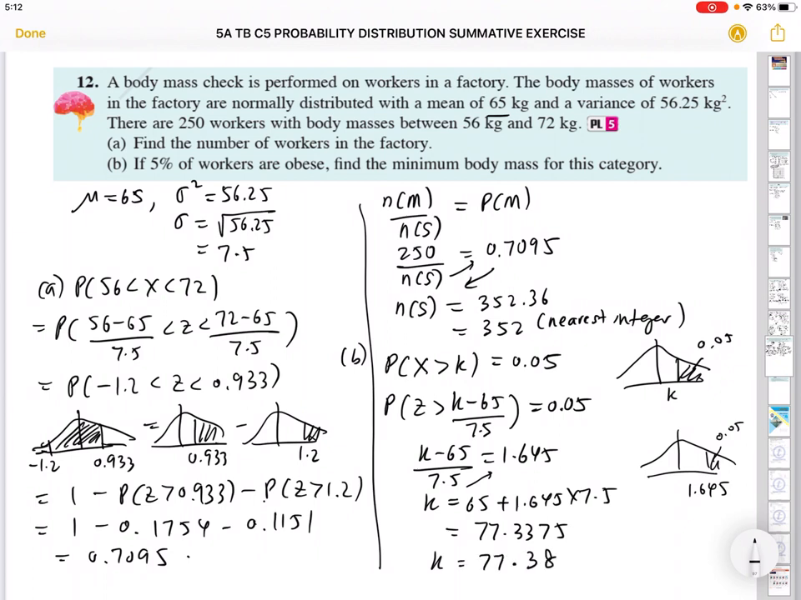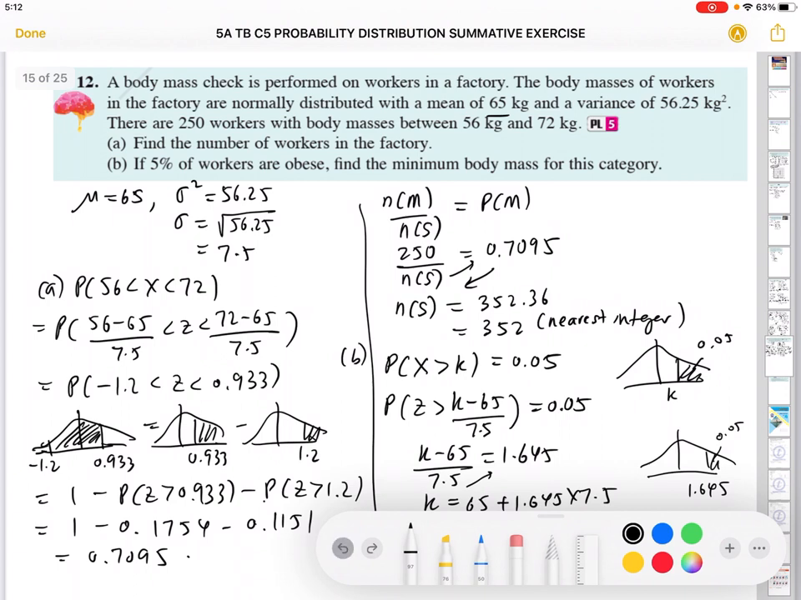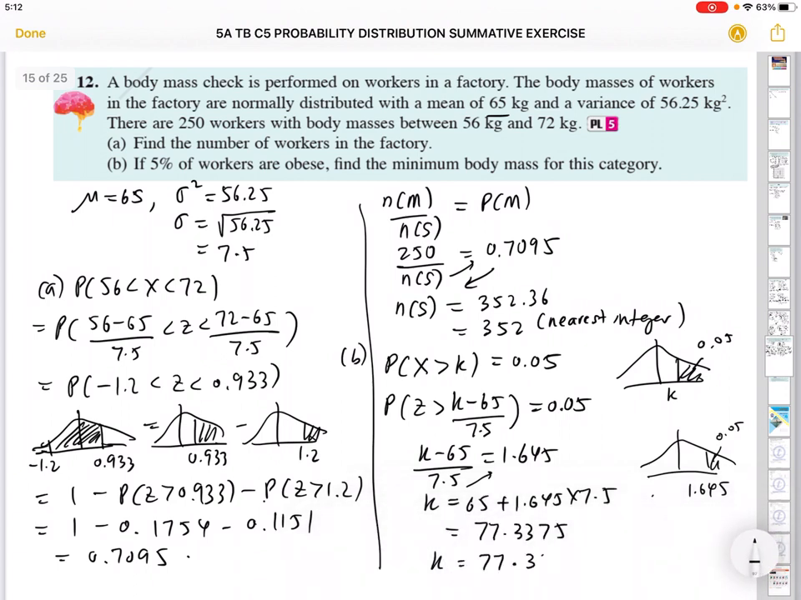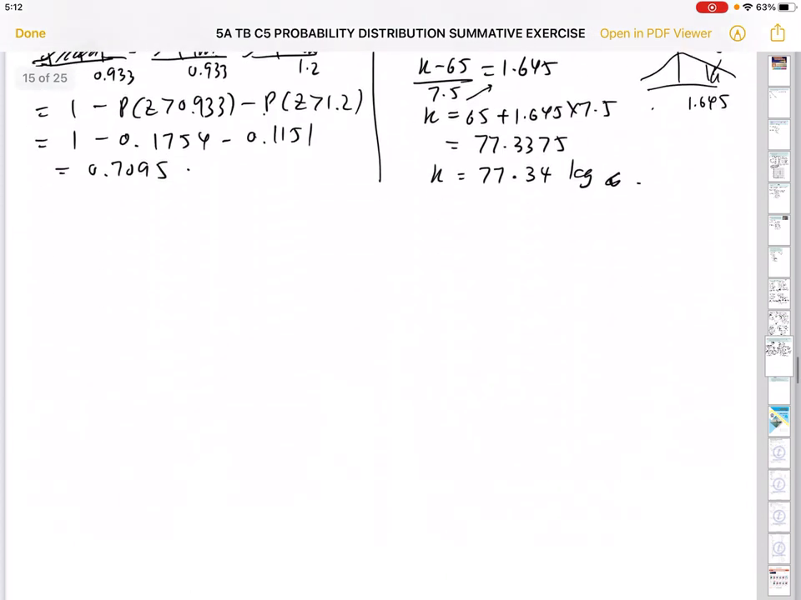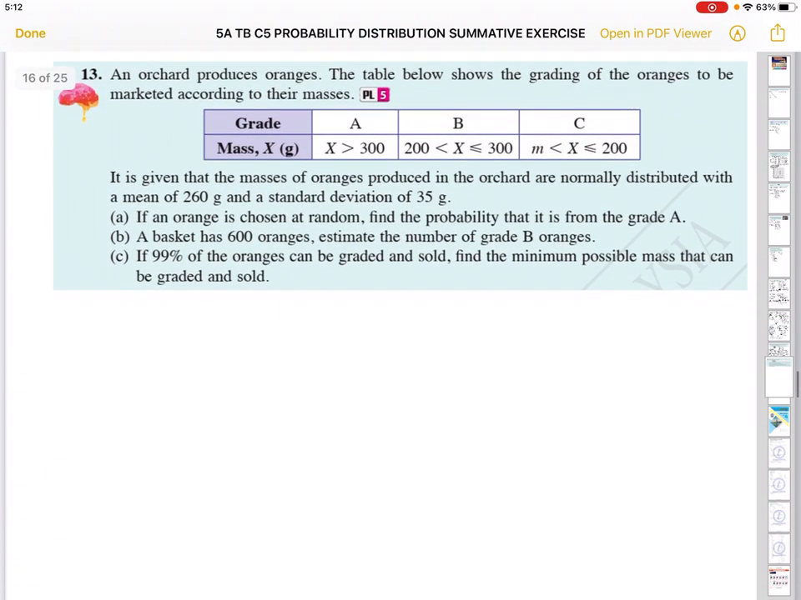All right. Okay, I think we got 2 more to go. Question number 13. An orchard produces oranges. The table shows the grading of oranges to be marketed according to their masses. It's given that the mass of oranges produced is normally distributed, with a mean of 260 and a standard deviation of 35.